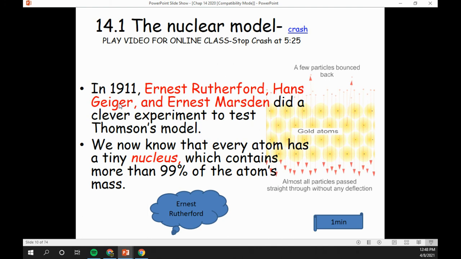Nuclear model. In 1911, Ernest Rutherford and Hans Geiger and Ernest Marsden did a clever experiment to test the Thomson model. We know that every atom has a tiny nucleus which contains more than 99% of the atom's mass. This experiment was called the gold foil experiment.